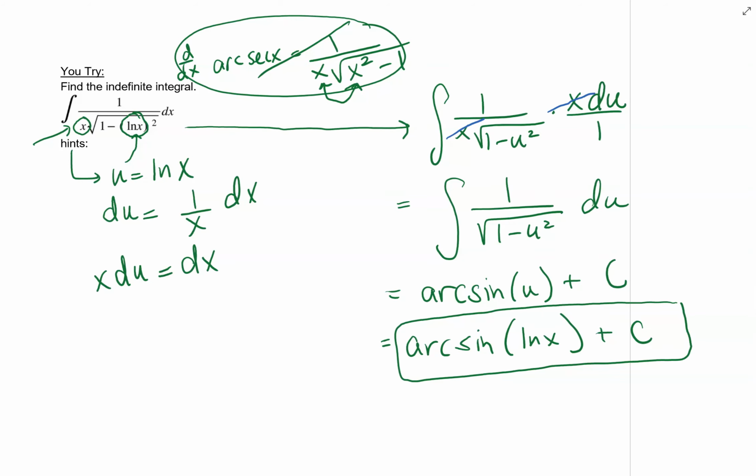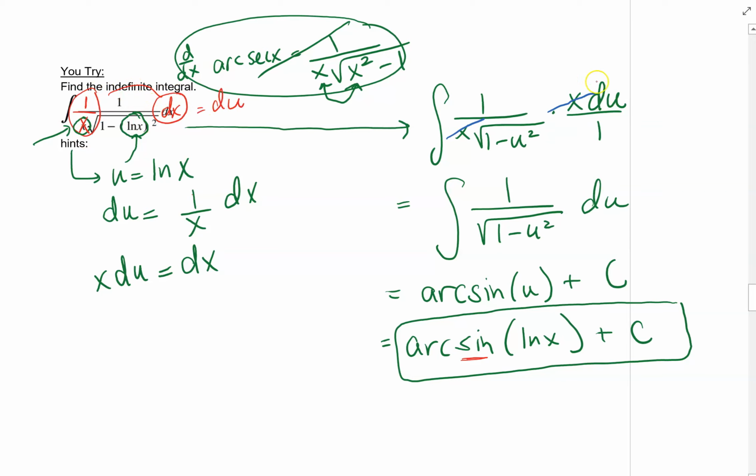Okay, so your final answer should end up using arcsine. It should be arcsine of the natural log of x plus a constant. Now, how did we end up with arcsine? Well, what happened was, because u was equal to ln of x, the derivative of that equals 1 over x. So it's kind of like right here, right? This is 1 over x dx. So this combined with that is equal to du.